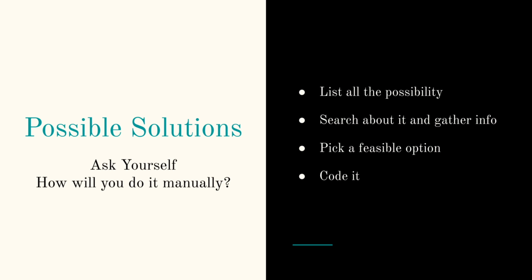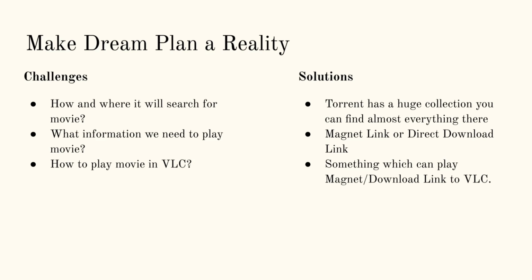Okay, so we will pause and think about the possible solutions for the challenges which we put up earlier. Whenever you ask yourself what the possible solution for a challenge is, the basic strategy is to ask how you would do it manually. After that you start getting the possible outcomes of what you would do manually to achieve this goal. We will list all the possibilities, search about them, gather information, pick a feasible option, and then automate it using code. So let's make our dream plan a reality.